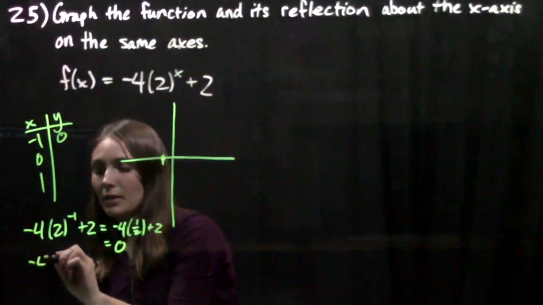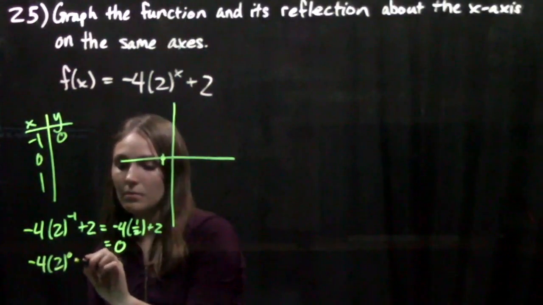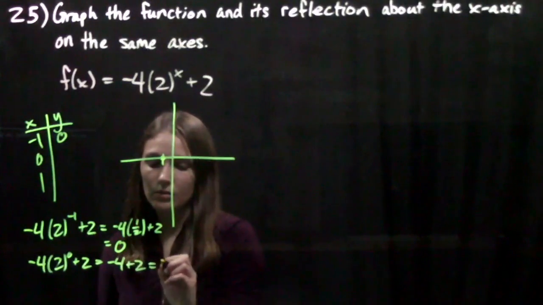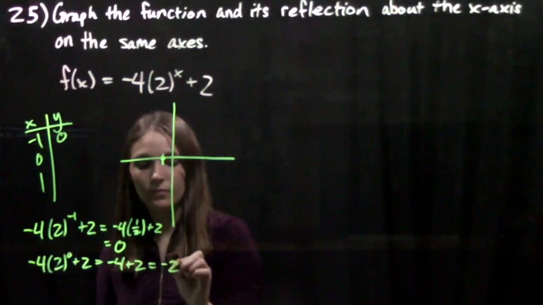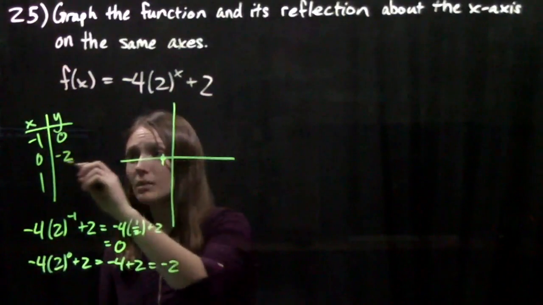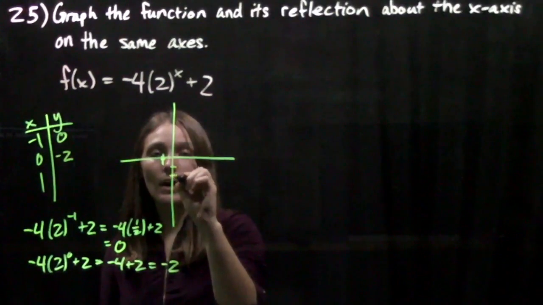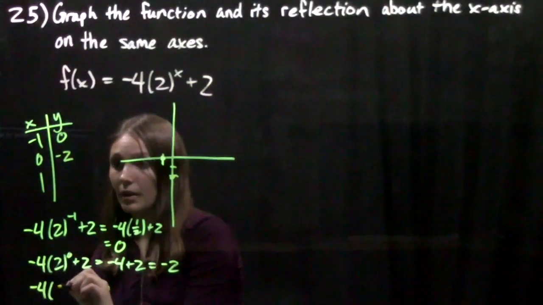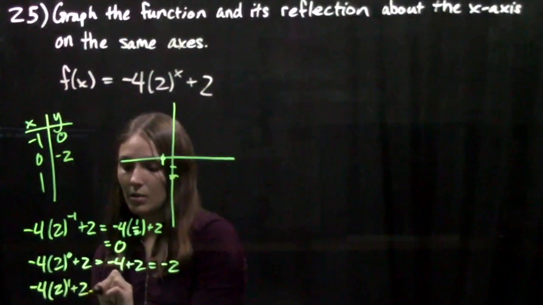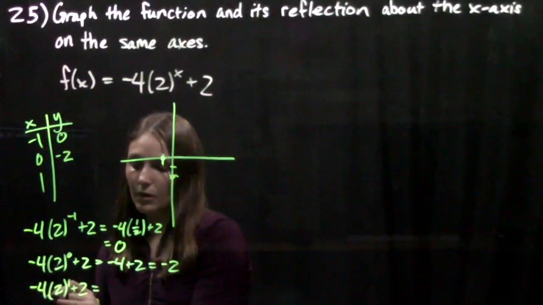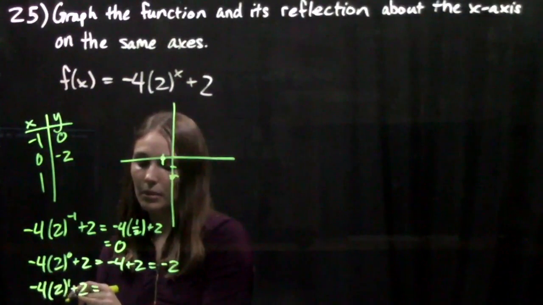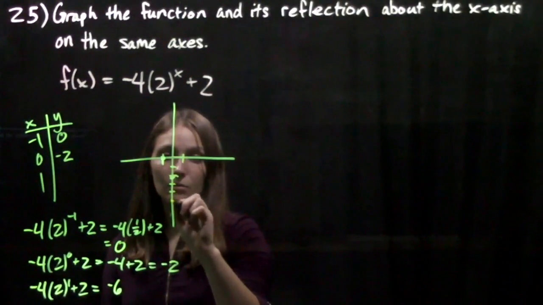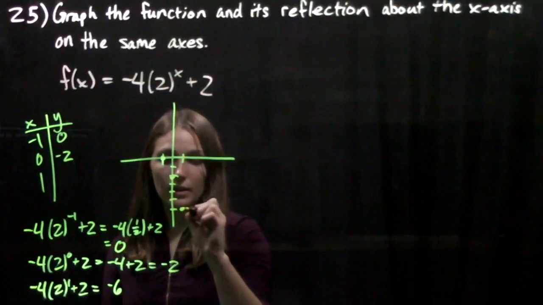When we plug in 0, we get -4 times 2 to the 0 plus 2 equals -4 plus 2 equals -2. So when x is 0, we're at y equals -2. And finally, when we get -4 times 2 to the first plus 2, we get -4 times 2, which is -8, plus 2 is -6. So at 1, we're all the way down here at -6.